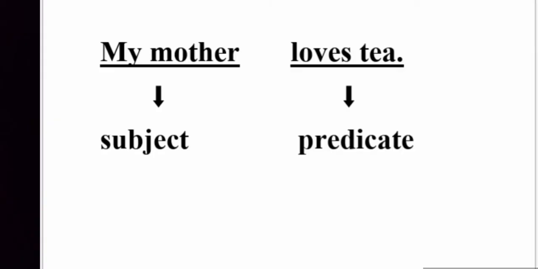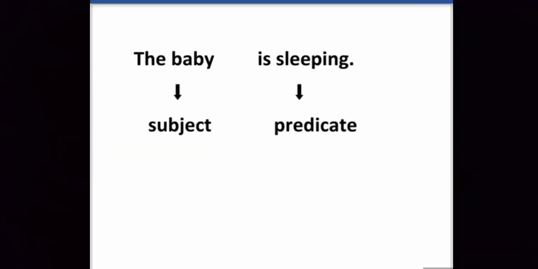For another example, my mother loves tea. Here, my mother is the subject, loves tea is the predicate. Let's see the other sentence. The baby is sleeping. So, the baby is the subject, is sleeping, predicate.